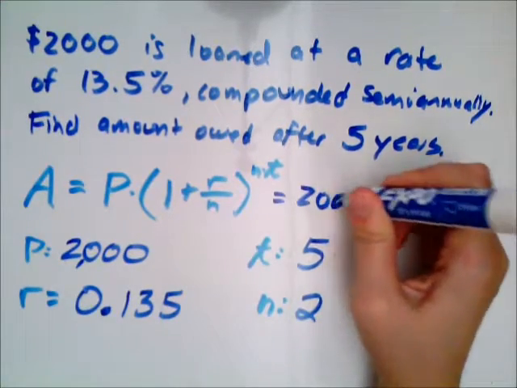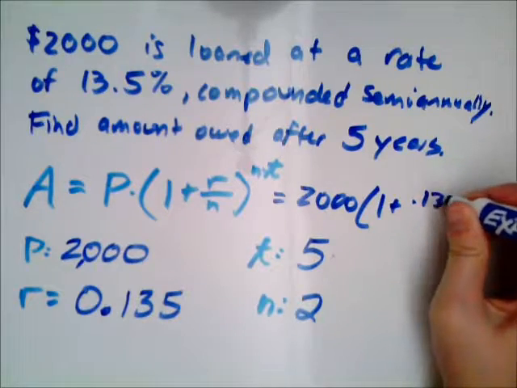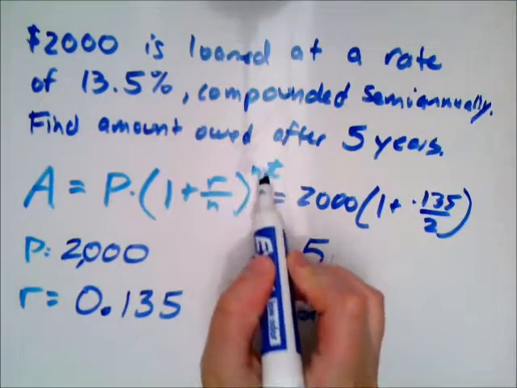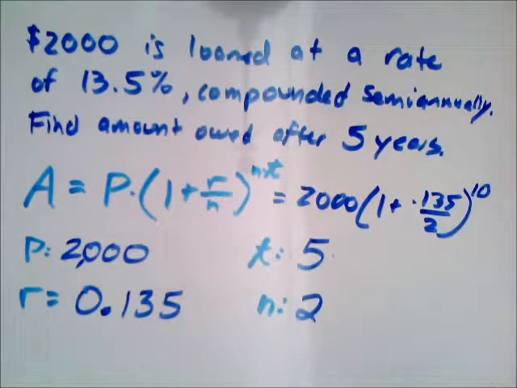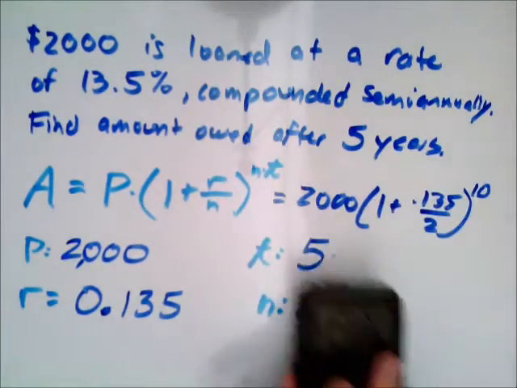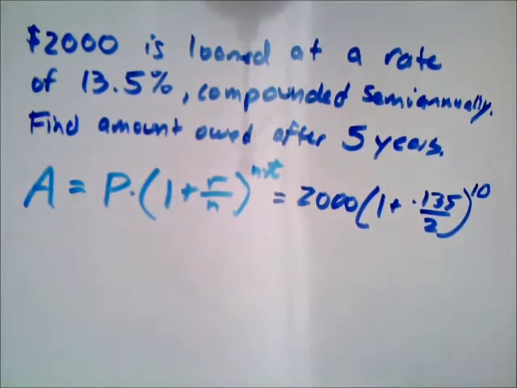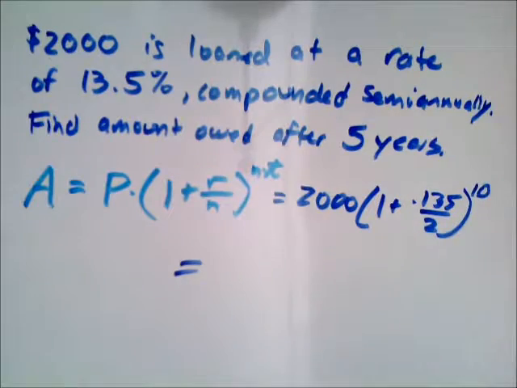So 2,000 times (1 plus 0.135 divided by 2). And then here, this is N times T, so 2 times 5. If it's an easy multiplication, just write down 2 times 5 is 10. And then honestly, you can type this all into your calculator at once or in different parts. They definitely don't expect you to do these decimal calculations by hand. Just be careful about your parentheses and exponents.